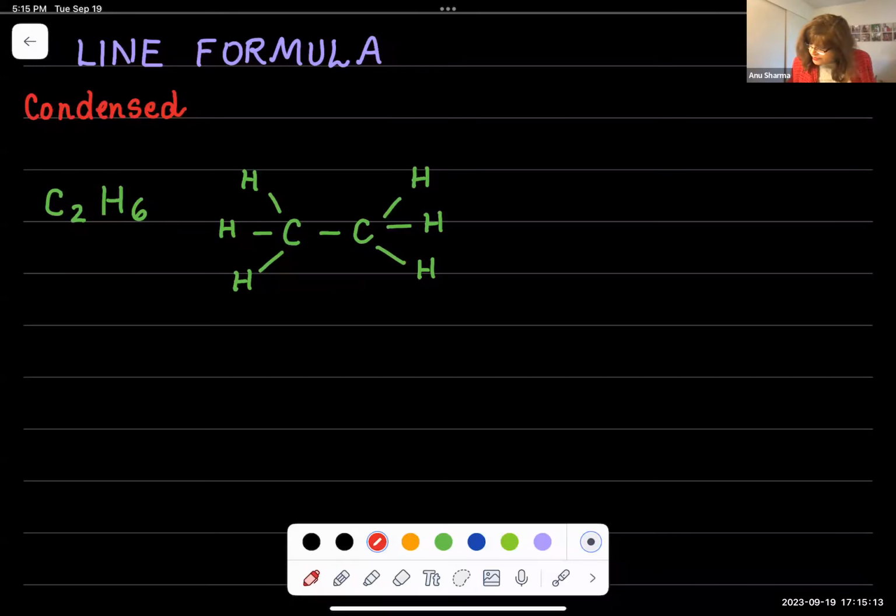Actually, this is not even the condensed. This is the condensed actually, but more like a molecular formula. Sorry about that. You can write it condensed also, but this is more like a molecular formula. This is the molecular formula. This is the structural formula.